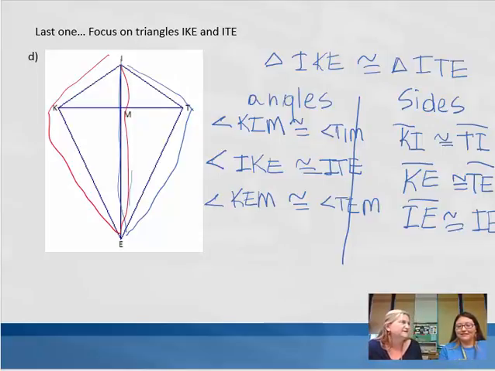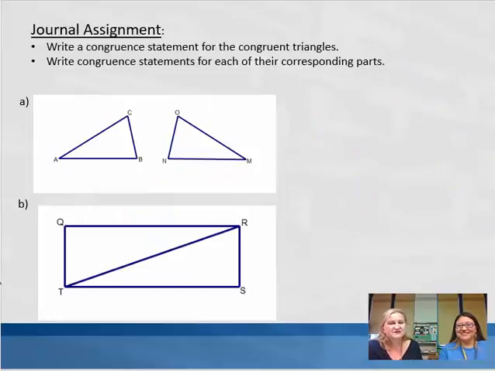So the only thing left is the journal. Okay, so let's take a look at the journal. So keep in mind to write a congruent statement for the congruent triangles and also write congruent statements for each of their corresponding parts. What helped me the most was writing the table so I can separate the angles and the sides. Yeah, that was a very good idea. I like that. So maybe organize it. Do the table for corresponding congruent angles and corresponding congruent sides. And for the statement of the triangles being congruent, just name the triangles. Watch out for the order that you list them. Remember, the angles have to match. Okay? Good luck.